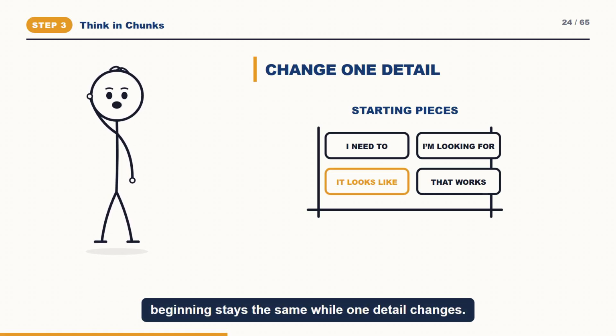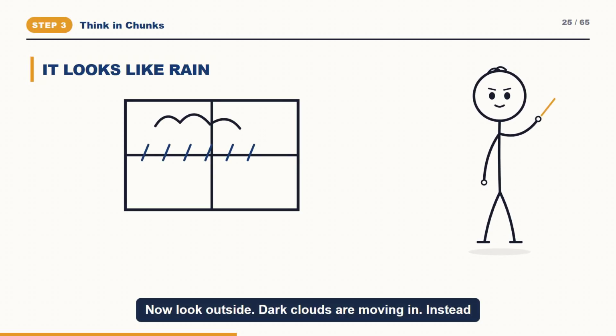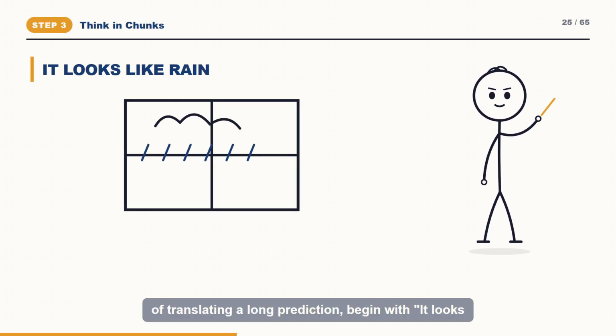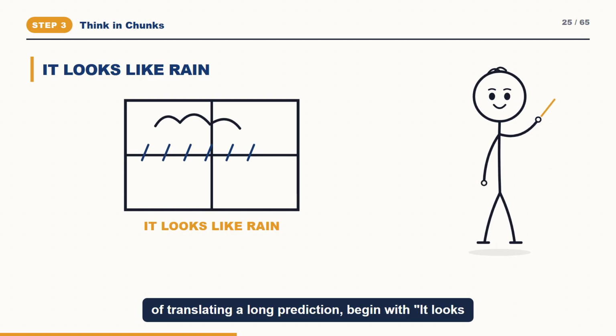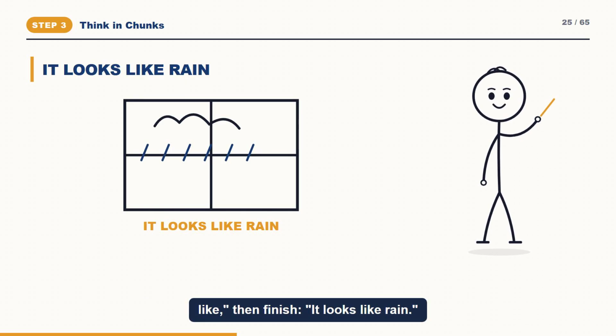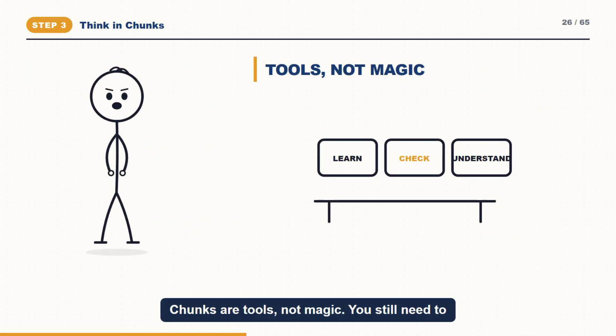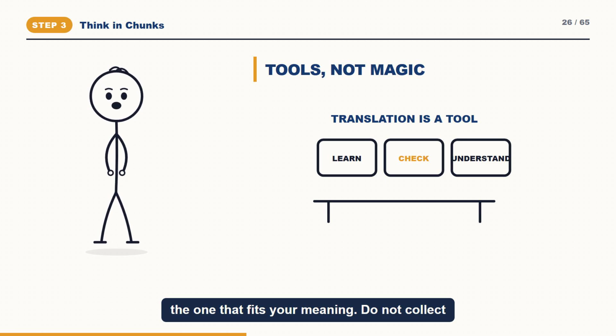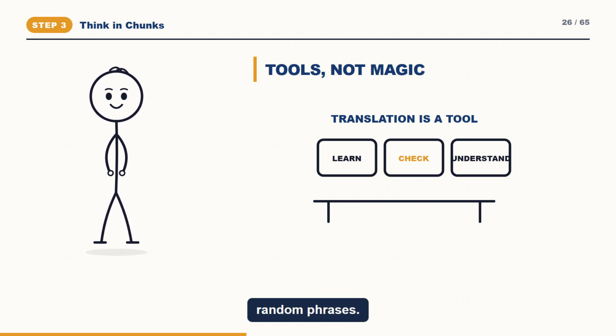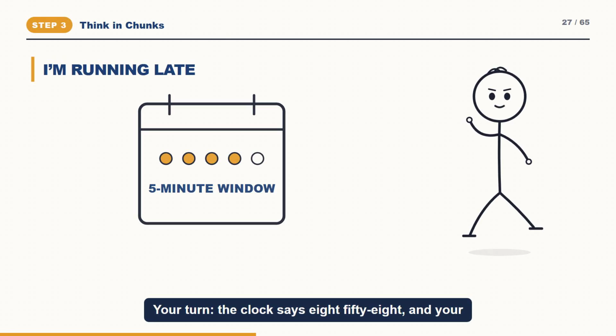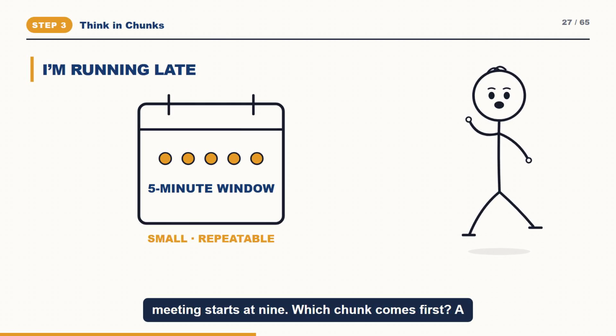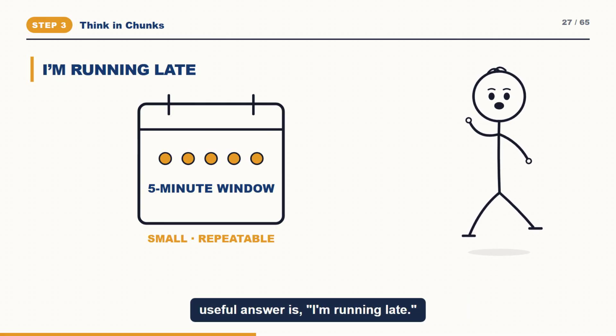Now look outside. Dark clouds are moving in. Instead of translating a long prediction, begin with it looks like, then finish. It looks like rain. Chunks are tools, not magic. You still need to understand them, hear them in real English, and choose the one that fits your meaning. Do not collect random phrases. Your turn. The clock says 8:58, and your meeting starts at 9. Which chunk comes first? A useful answer is, I'm running late.